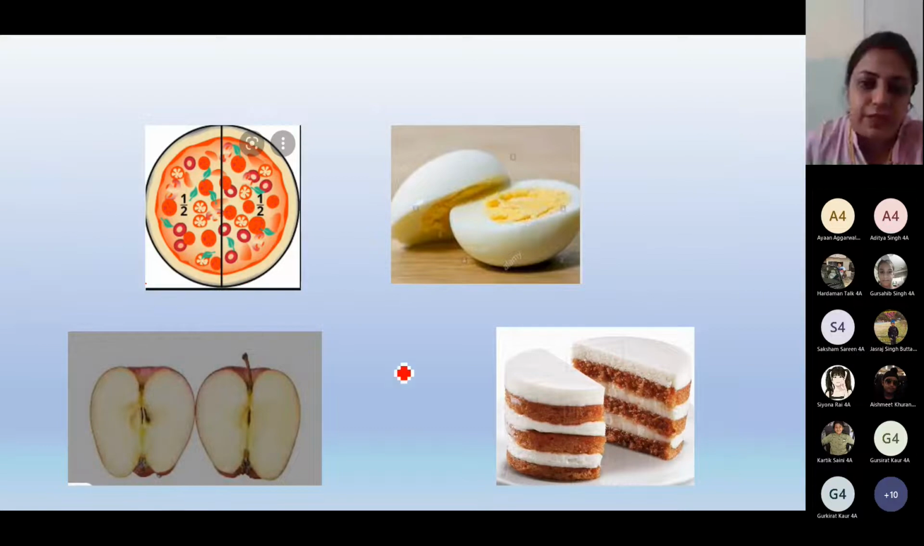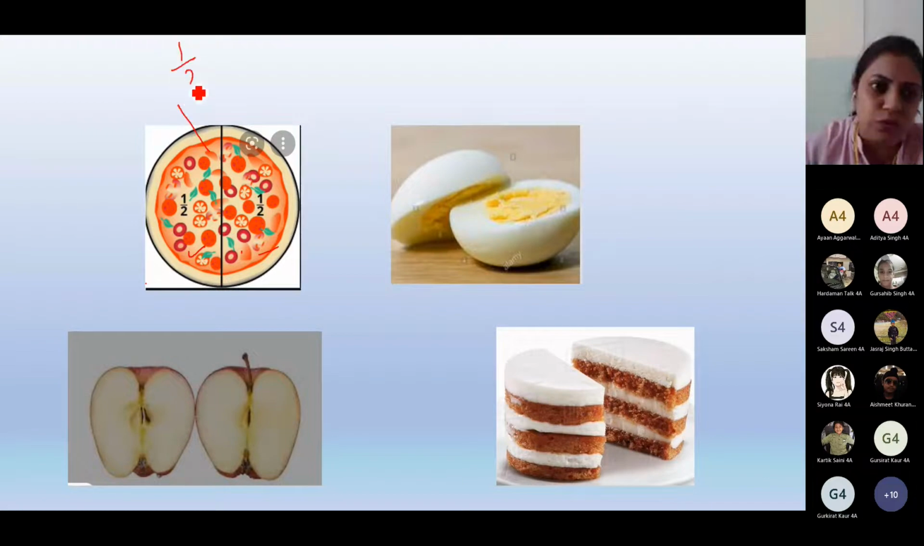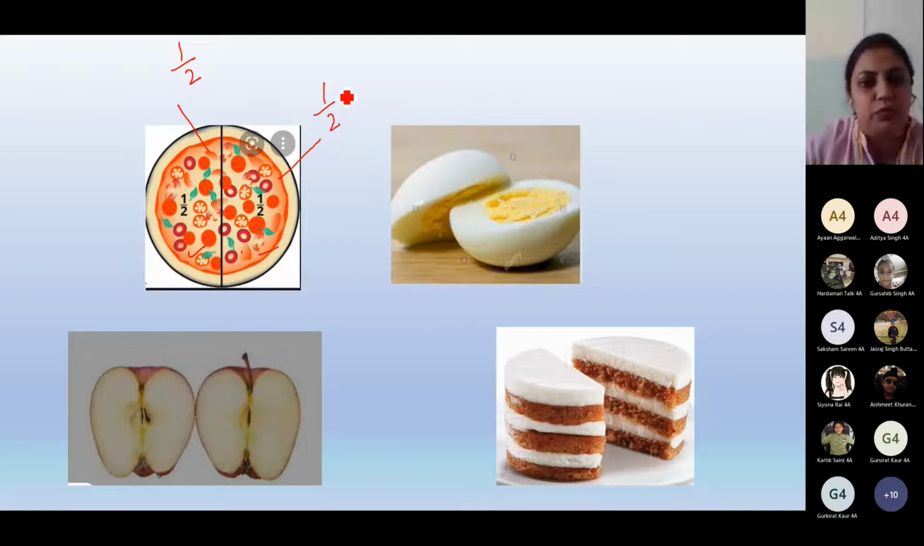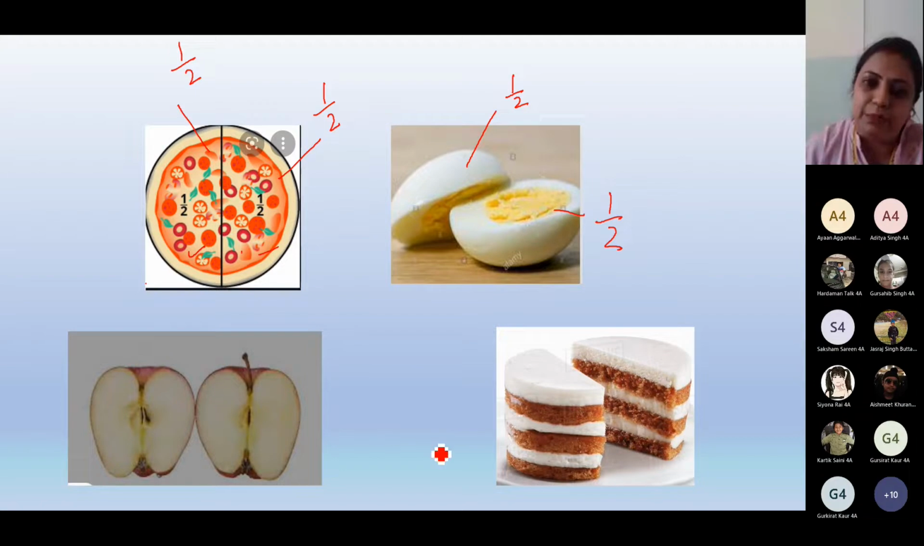Now look at these examples, children. Here this pizza is divided into 2 equal parts. So this part may be represented as 1 out of 2 equal parts, and this will also be represented as 1 out of 2 equal parts. Similarly, this egg is divided into 2 equal parts. This is 1 by 2 and this is also 1 by 2, and these are examples of 1 by 2.